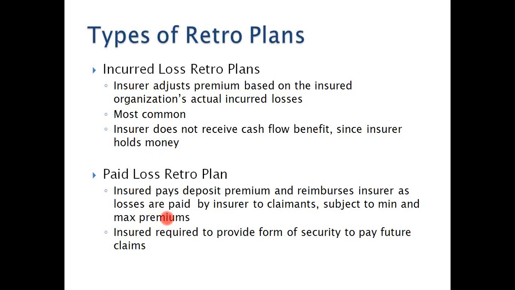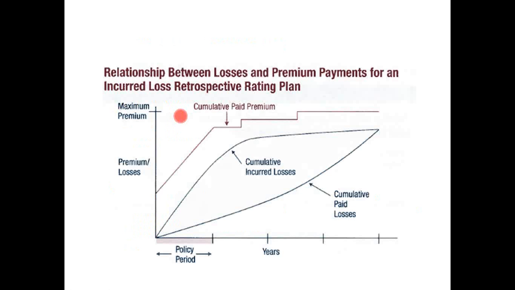In this case, the insured is required to provide some form of security to pay for future claims. So they're going to have a surety bond or some type of certificate to basically say that they're going to have enough money to pay for these claims as they come due, whereas here they're paying, most likely on a quarterly basis, for those insurance premiums.